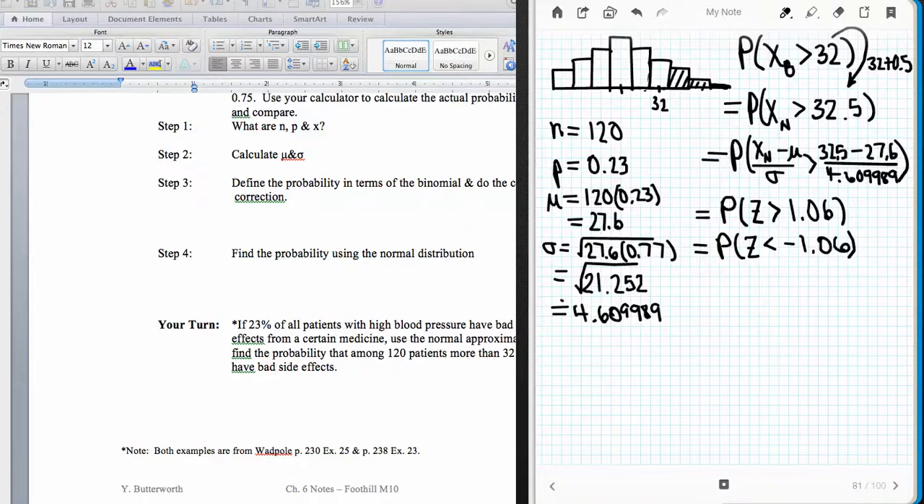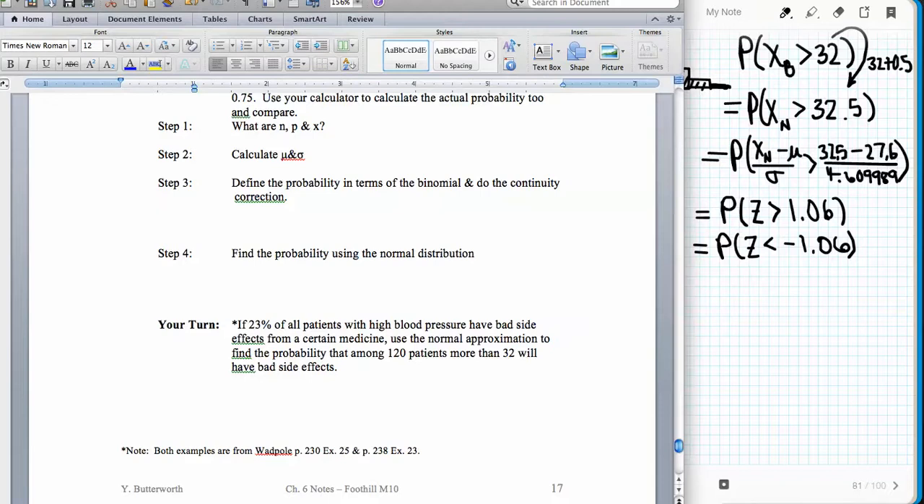Okay, so this is the example that I asked for you to try on your very own. If 23% of all patients with high blood pressure had bad side effects from certain medicine, use the normal approximation to find the probability that among 120, more than 32 will have bad side effects. So we're finding the probability of a binomially distributed random variable is greater than 32.